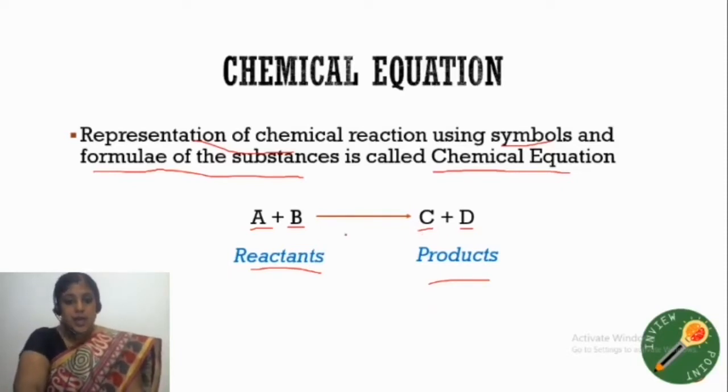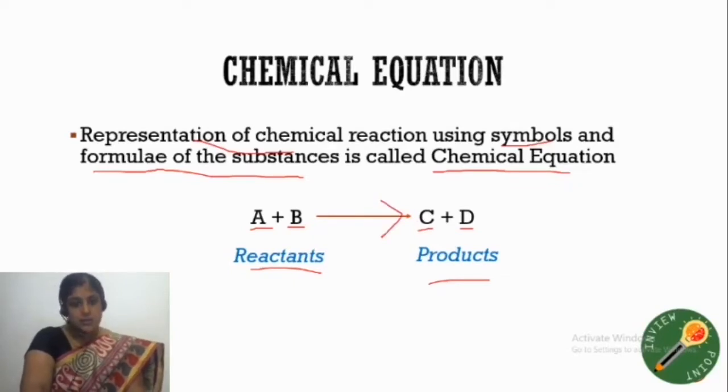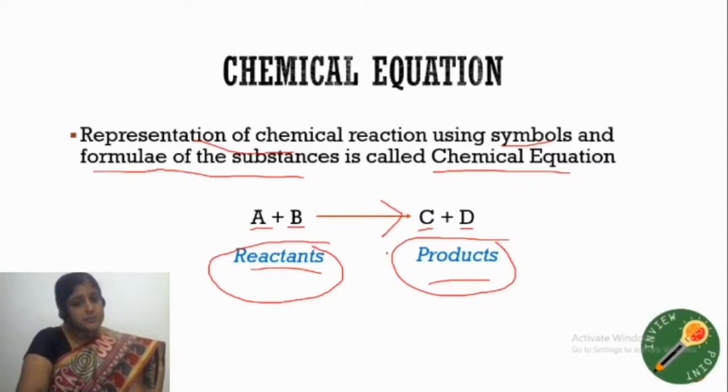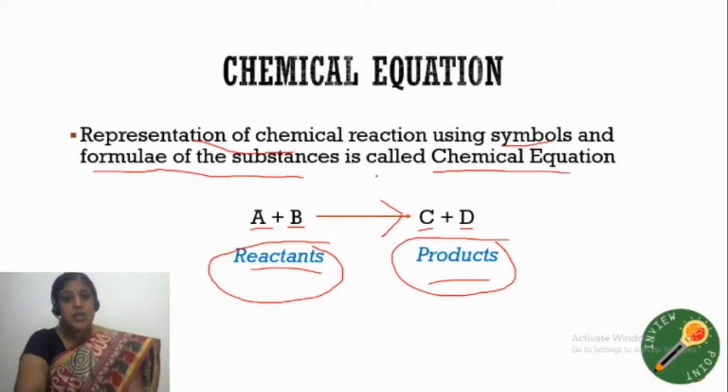And the arrow indicates the direction of the reaction. So here the reactants are always written on the left hand side of the arrow and products are written on the right hand side of the arrow. The arrow indicates the direction of reaction. Is that clear, students?